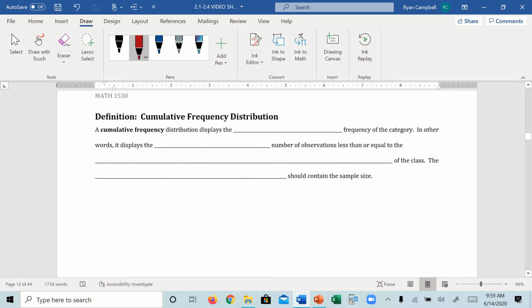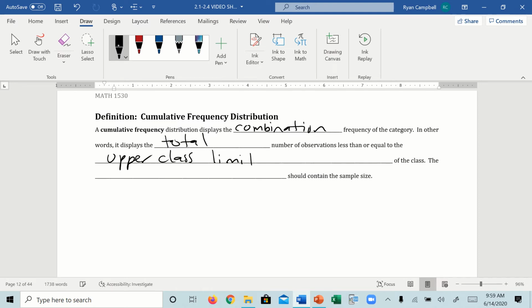So let's talk about cumulative frequency. A cumulative frequency distribution displays the cumulative frequency of the category. In other words, it displays the total number of observations less than or equal to the upper class limit of the class. And the last class should contain the sample size.